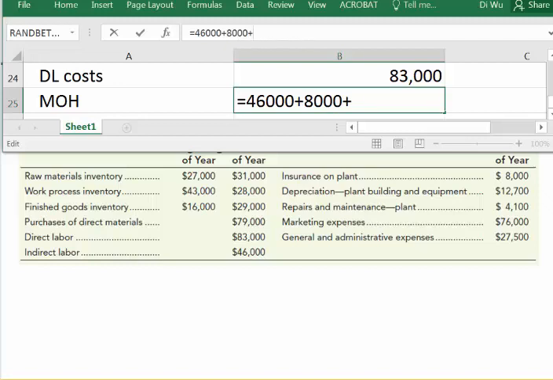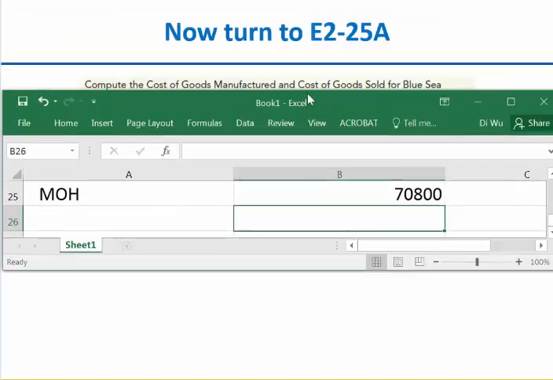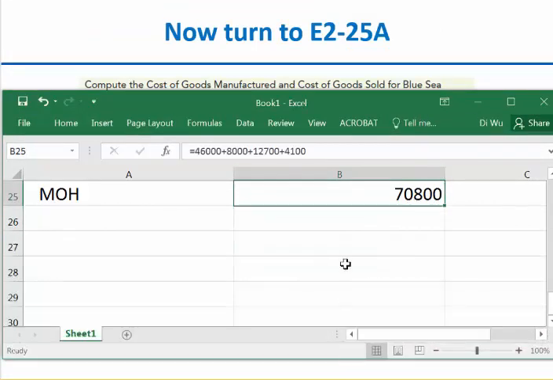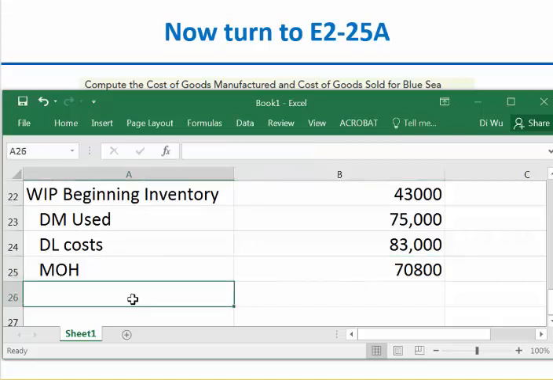Then depreciation expenses for plant building and equipment, not for the headquarters, not for the marketing department building. It is for the plant, factory building and equipment, so I also have to add that expense. Then plant maintenance repairs, that's definitely part of your manufacturing, so I add 4,100. Now I can finish the calculation. The manufacturing overhead cost involved in this production is 70,800.